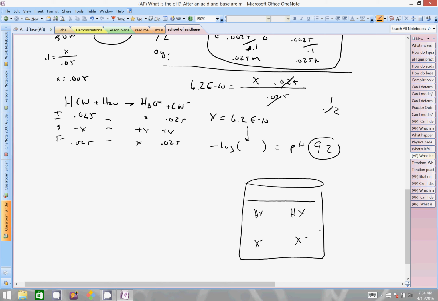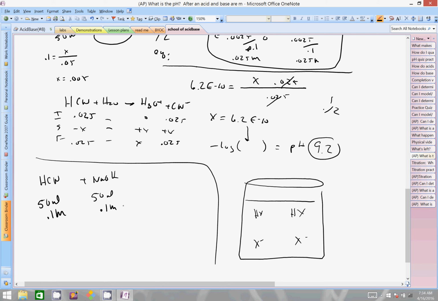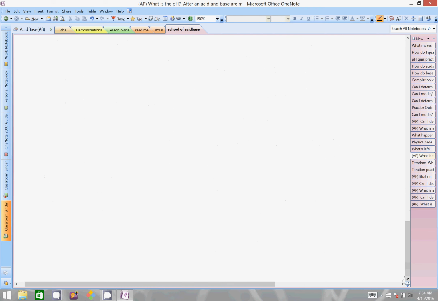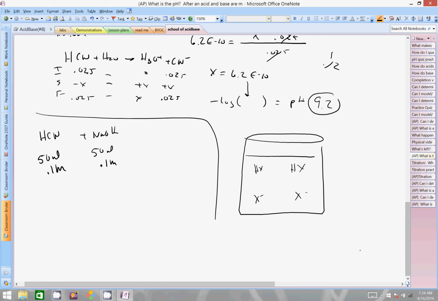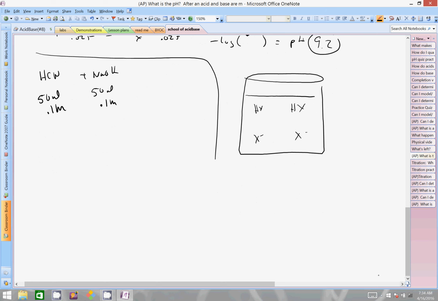Now, the same math would hold true if I did an example of HCN 50 milliliters, 0.1 molar, and I added to it NaOH 50 milliliters, 0.1 molar. Okay, so plenty of room now. There we go. All right, so let's do an example of this. Okay, so this is my last example here.